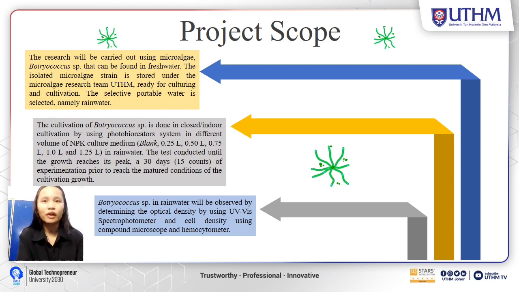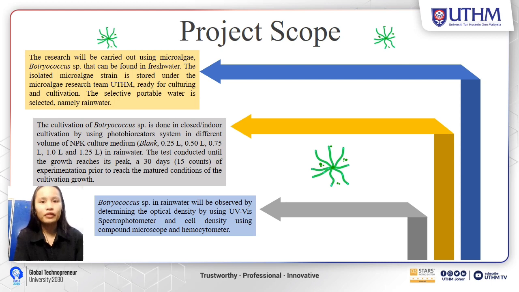So the cultivation of Botryococcus species is done in closed or indoor cultivation by using a photobioreactor system in different volumes of NPK culture medium, which are blank, 0.25 liter, 0.50 liter, 0.75 liter, 1 liter, and 1.25 liter in rainwater. So the test will be conducted until the growth reaches its peak. It is 30 days with 15 counts of experimentation prior to reaching the matured condition of the cultivation growth.